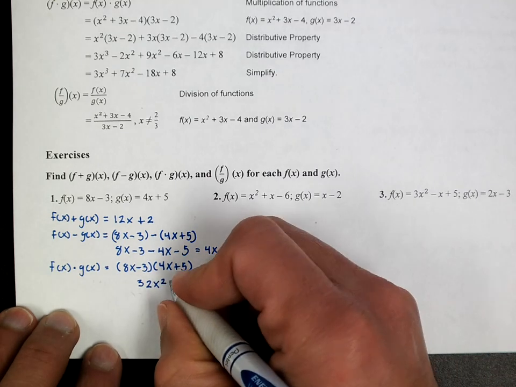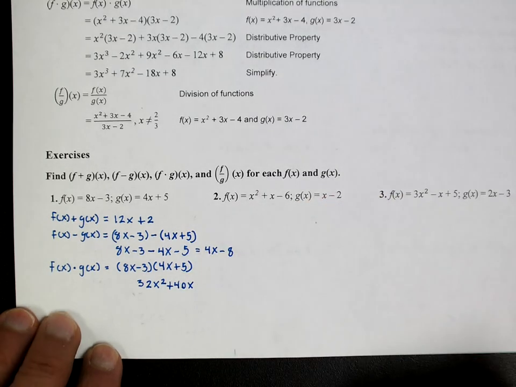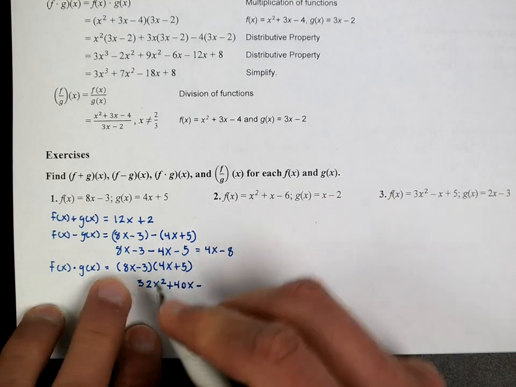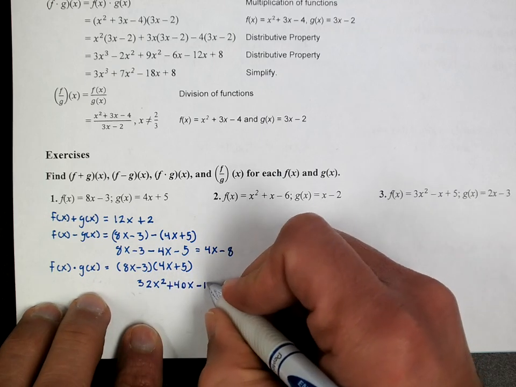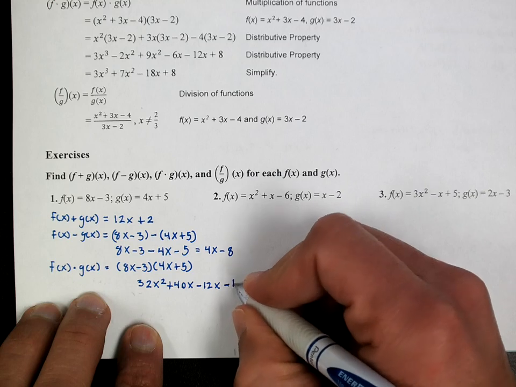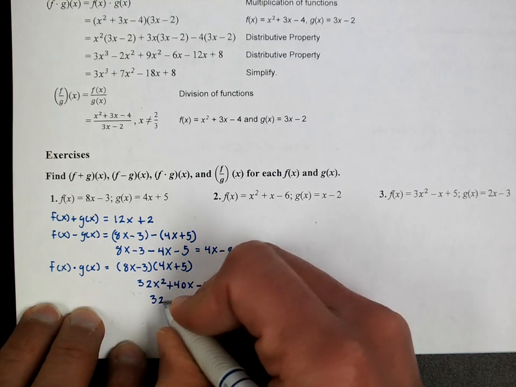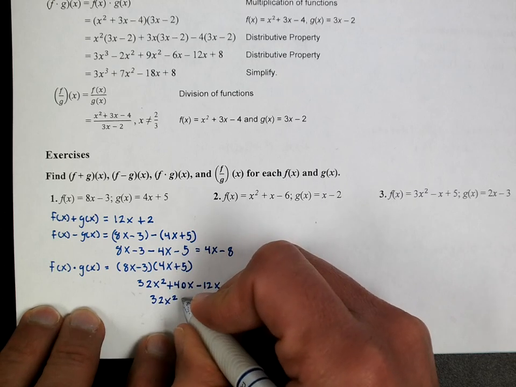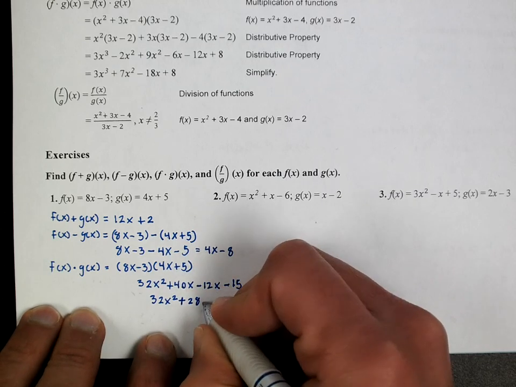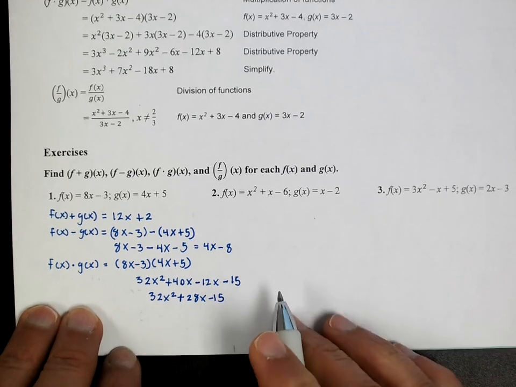So let me go ahead and write it out. But another summary, you can probably do this middle term in your head. So we have that. And now we have negative 3 times 4x. Then we have negative 3 times 5, which is negative 15. Right, if I add like terms, I'm going to get 32x squared plus 28x minus 15. And that's your final answer down here.